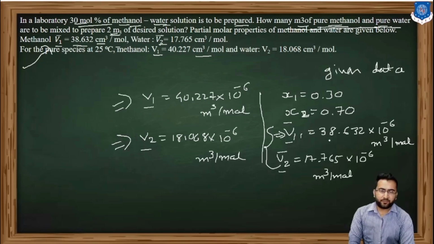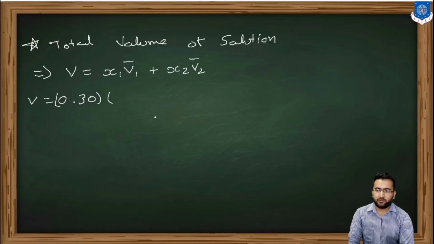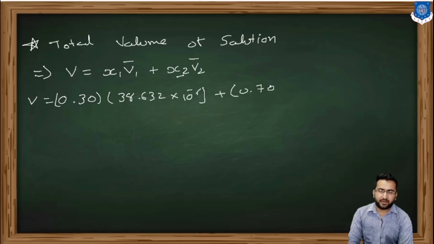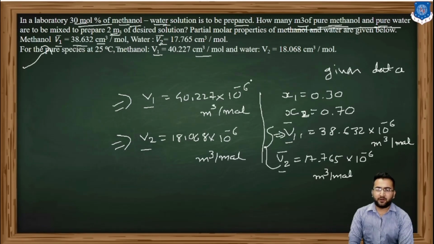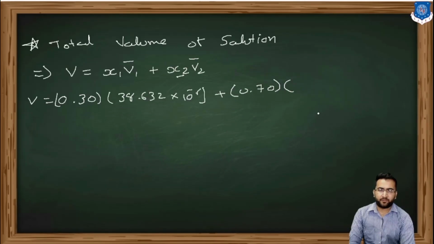V1 bar, given in the statement, is 38.632 multiplied by 10 raised to minus 6, plus x2. The value of x2 is 0.70, since 1 minus x1 gives 0.70. The value of V2 bar, which is already given in the statement, is 70.765 multiplied by 10 raised to minus 6.